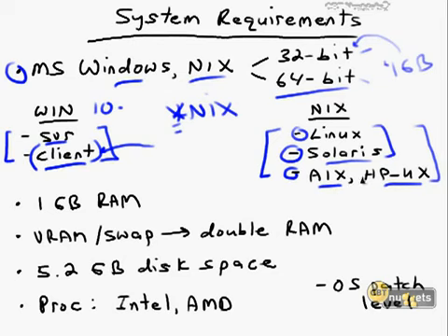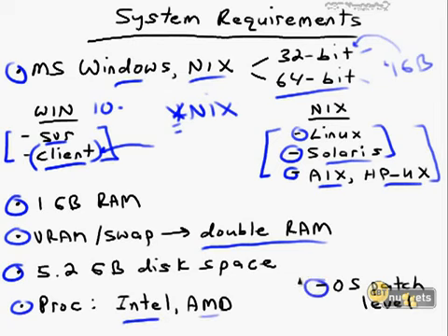Unix distributions. The system requirements are pretty much the same regardless of your OS. We want at least 1 gigabyte of RAM. As far as your swap space or your virtual memory, also called the paging file in Windows environments, we need that file to be double the RAM. We need at least 5 gigs of disk space. Processors can be either of the two major players nowadays, Intel or AMD, and we also want to read the Oracle installation guide documentation to determine minimal acceptable patch levels for the OS.